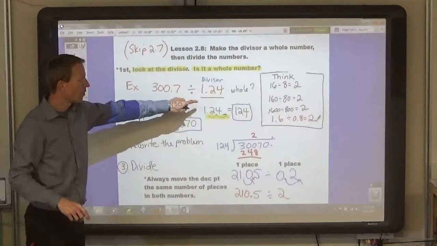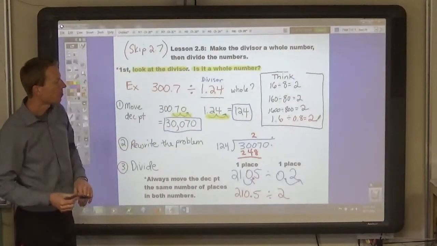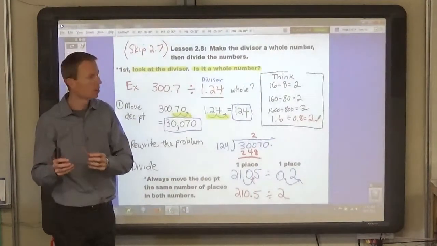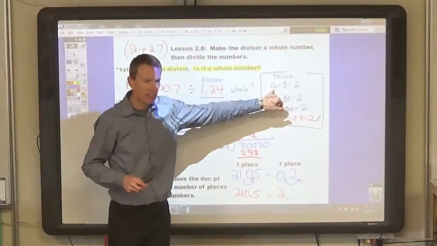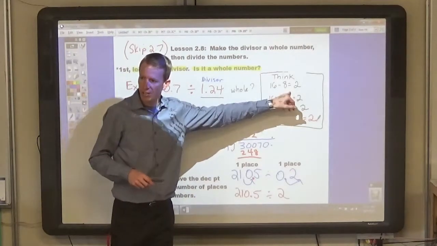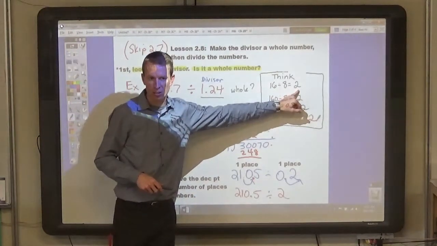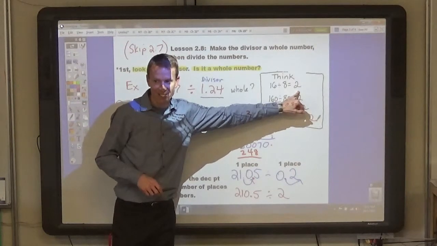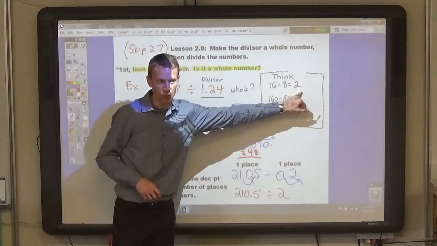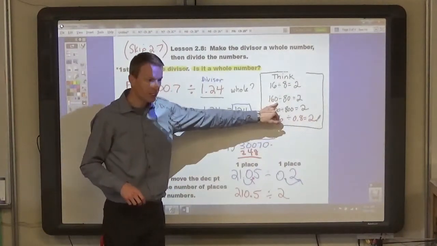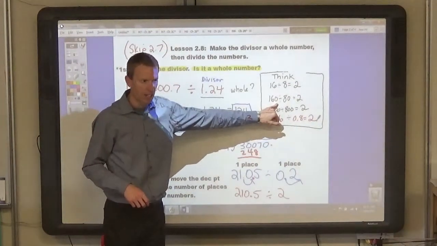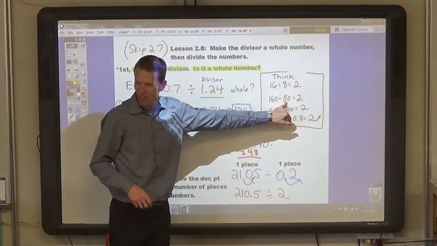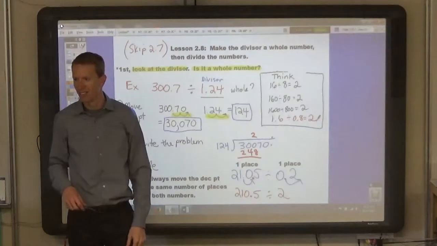So, the first concept is this. When you think about division, you think about making piles of numbers. If you start with 16 and you make groups of 8, you get 2, right? Nod your head if you understand that. If 16, you make groups of 8, you get 2. If you have 160 and you make piles of 80, groups of 80, you get how many? 2.